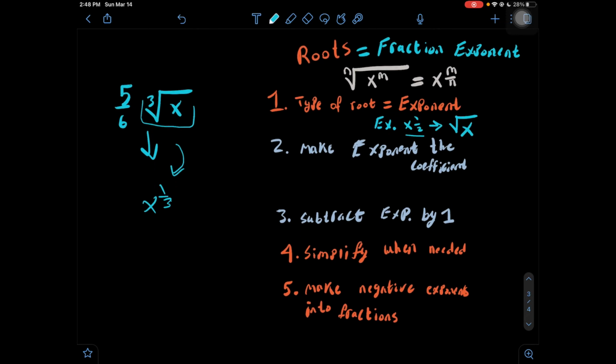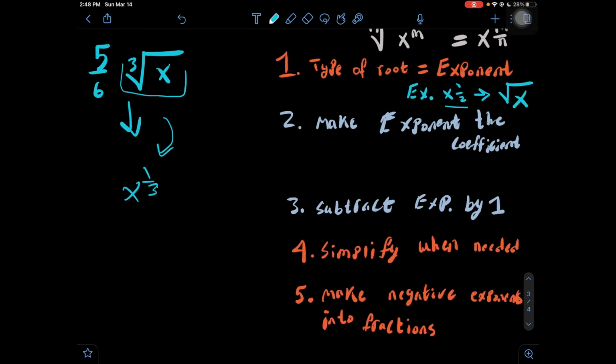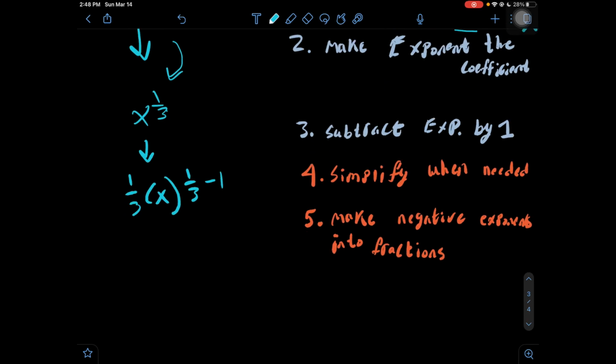So now we have x to the power of 1/3, and let's follow our second step, which says make the exponent the coefficient. So we have 1/3 times x to the power of 1/3. Subtract our exponent by 1 in step 3. Okay, no problem. So now we have 1/3 x to the power of 1 over 3 minus 1. And this 1 is essentially 3 over 3. So we have 1 over 3 minus 3 over 3, which equals negative 2 over 3, to the power of negative 2 over 3.